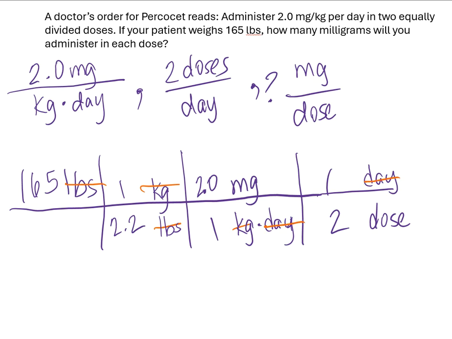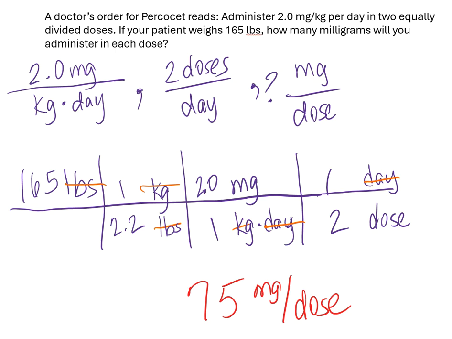So days cancel out. So if we look at the units that are remaining, we have units of milligrams per dose. From there, you want to carry out the calculation. You want to multiply everything in your numerator. So 165 times 2 divided by the product of your denominator. So that 2.2 times 2, so the product of your numerator divided by the product of your denominator. And when you do that, it gives you 75 milligrams per dose. So this patient should be administered 75 milligrams for each dose.